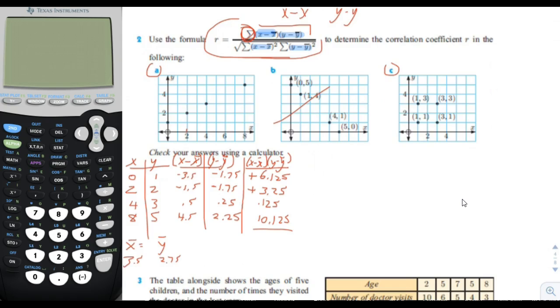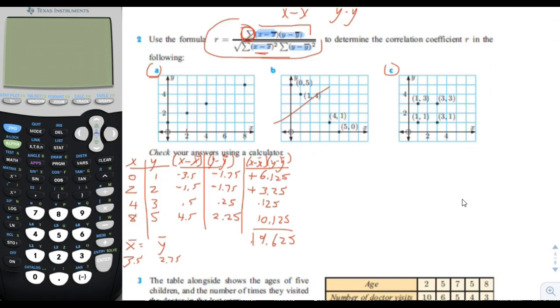6.125 plus 3.25 plus 0.125 plus 10.125. So the sum of all those is 19.625. Okay, so that actually is going to be the numerator of the R value for A. What about the denominator? Well, that's a real mess.